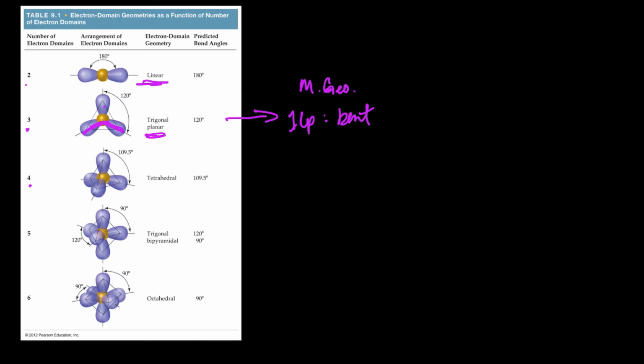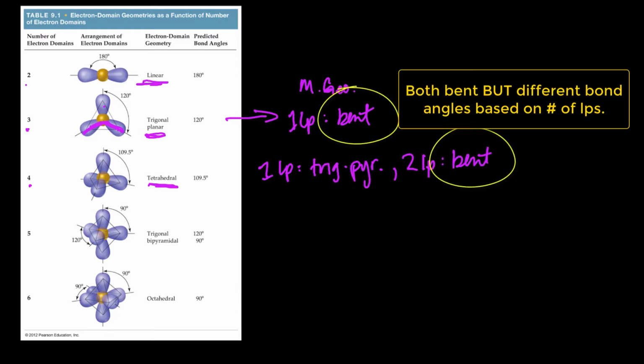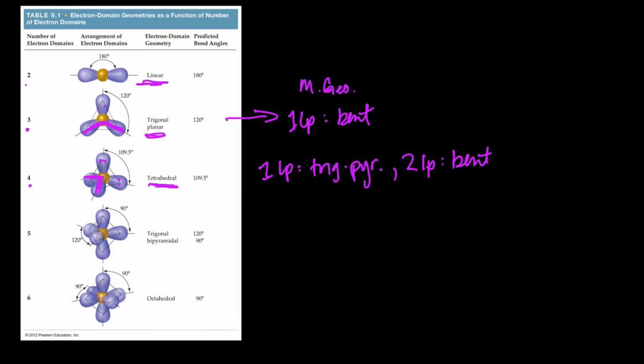Okay. So if we have 4 groups, the overall electron geometry is tetrahedral. But if we have one lone pair, then we end up with something that is what? A trigonal pyramid. If we have 2 lone pairs, we end up with something that is bent. So if we're talking about 2 lone pairs, then all that remains is this. Then again, all we have is a molecule that is bent. Yes? All right.